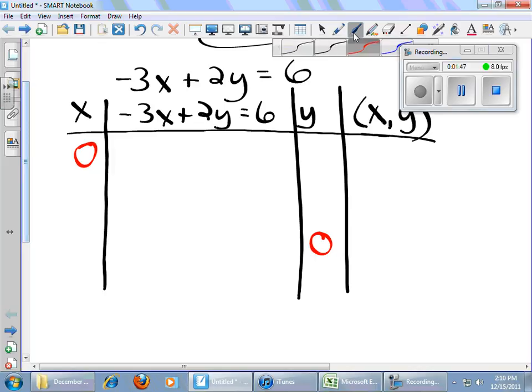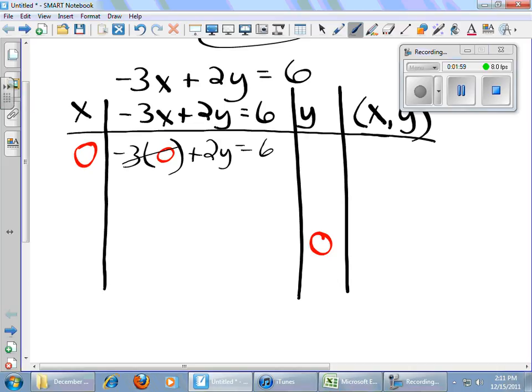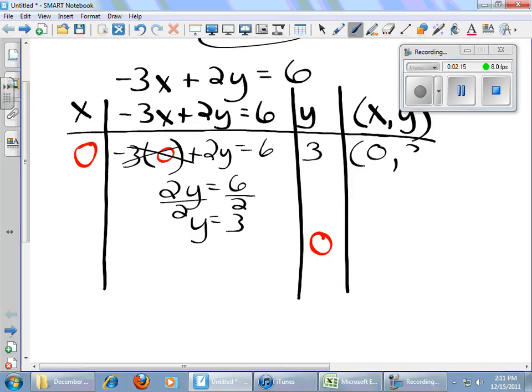Let's see here. I know that x is 0, so I'm going to have negative 3, in parentheses, I'm going to put a 0, plus 2y equals 6. I know that this is going to turn to 0, and 0 plus 2y is just a plain old 2y equals 6, and then I will get y alone, and so I know that y will equal 3. That means the point 0, 3 is one of the solutions on this line. It's not the only solution. There are many, many, many other solutions.